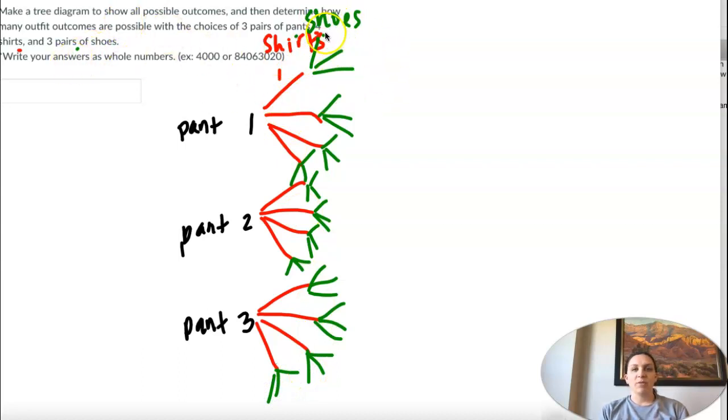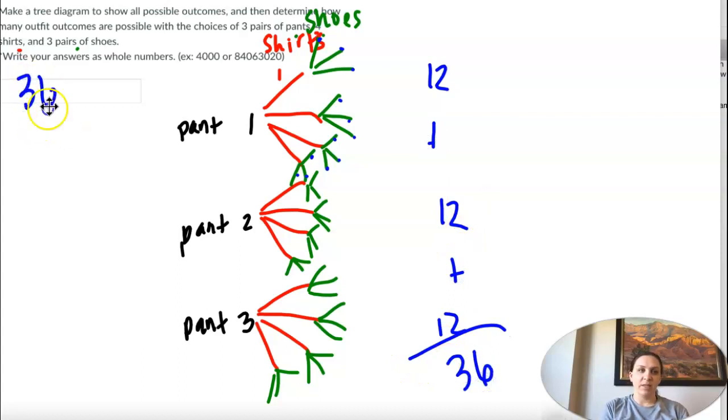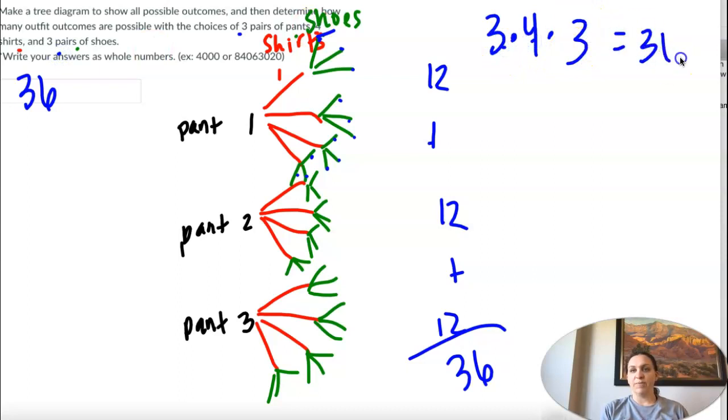So our outcomes are how many branches are at the very end. So we would count 1, 2, 3, 4, 5, 6, 7, 8, 9, 10, 11, 12. 3 times. So 12 plus 12 plus 12 is 36. And the shortcut way to do that is to use the counting principle where we just multiply our options. 3 pants, 4 shirts, 3 shoes. 3 times 4 is 12, times 3, 36.